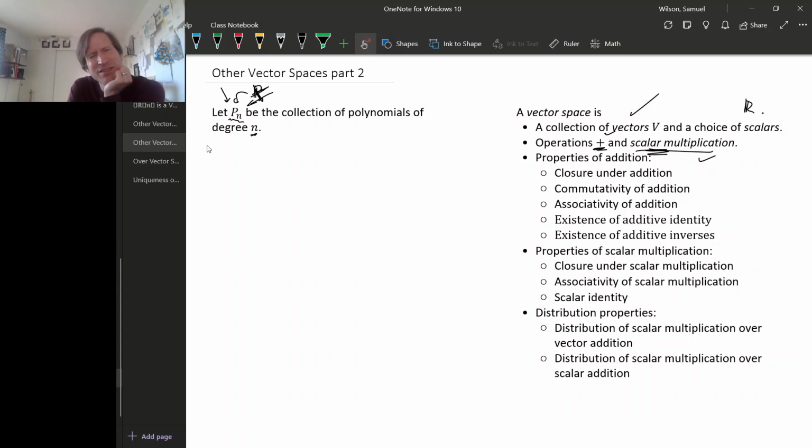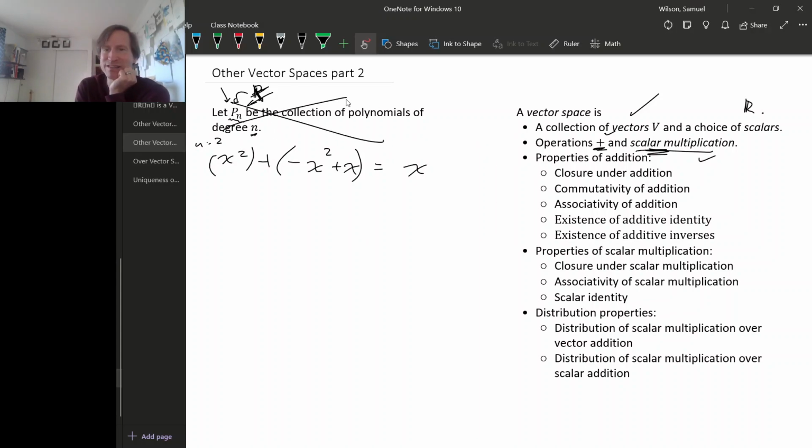Well, actually there's a problem there because, what if we chose n equals 2? That means we want polynomials of degree 2. Well, here's a polynomial of degree 2. Here's another polynomial of degree 2. If we add these two things, do we get a polynomial of degree 2? No, we get a polynomial of degree 1. So actually this collection of polynomials is not a vector space because it doesn't satisfy closure under addition. So we can't just take the polynomials of degree n. You can see what happened here is because these leading terms canceled, that's what made the degree smaller.